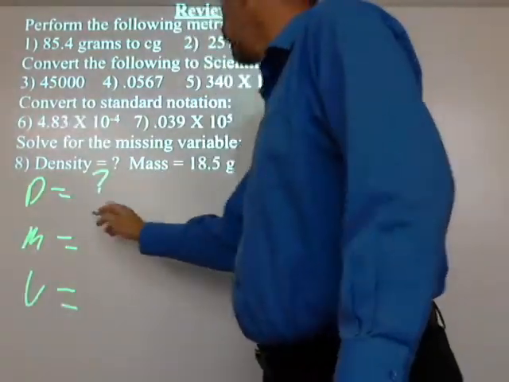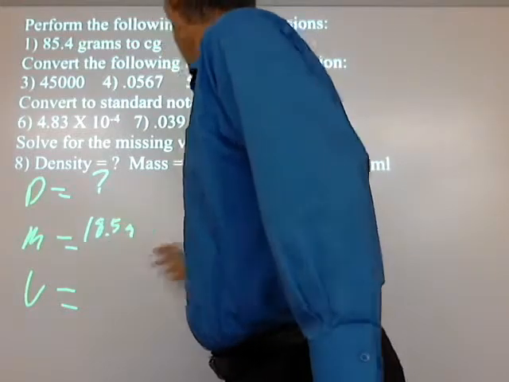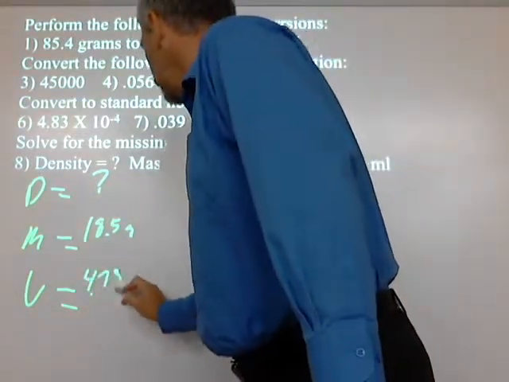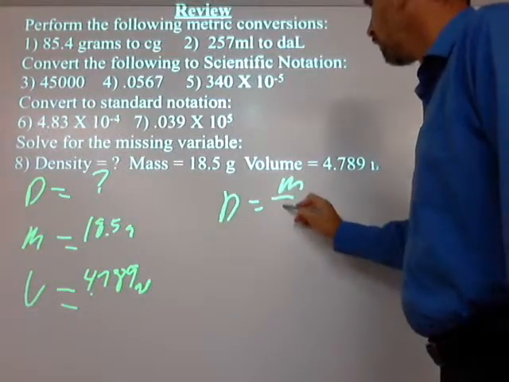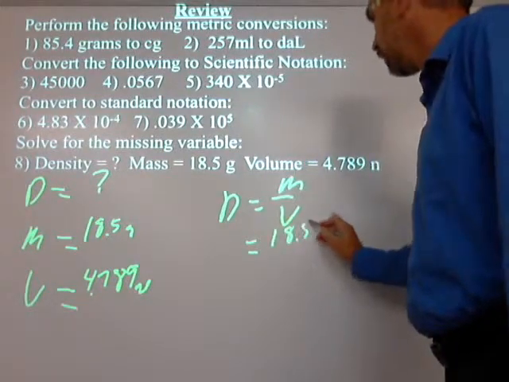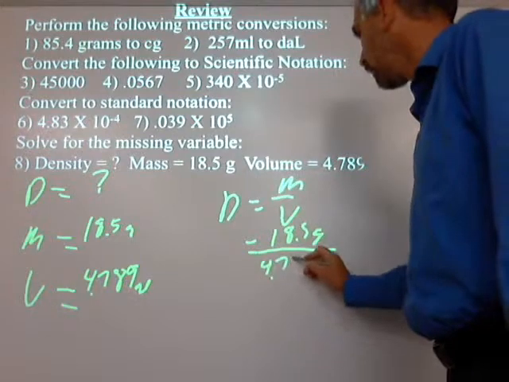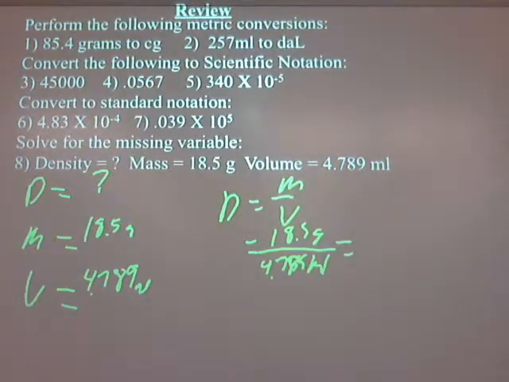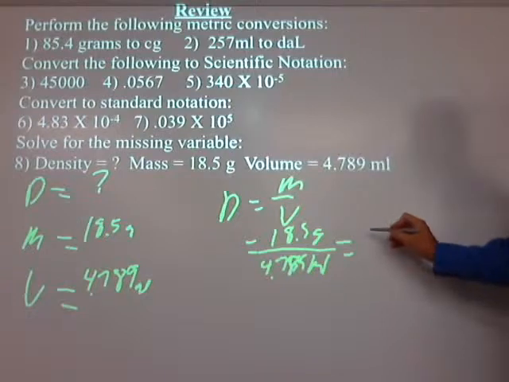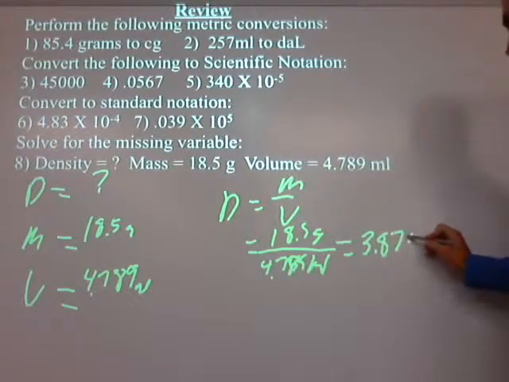Unknown, the mass is 18.5 grams. The volume is 4.789 milliliters. D equals M over V, 18.5 grams over 4.789 milliliters. I got to keep my significant figures, and I got to divide those out. What do I get when I divide? Sydney, what do you get for that answer? 3.87 grams per milliliter. Anybody else get that?